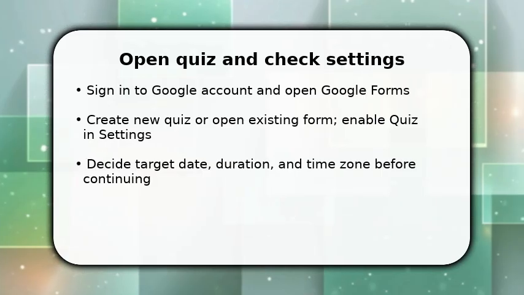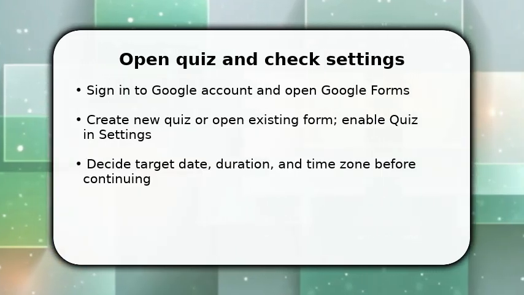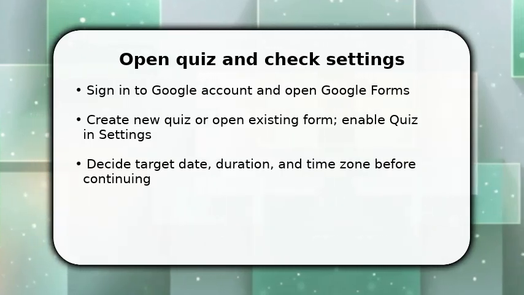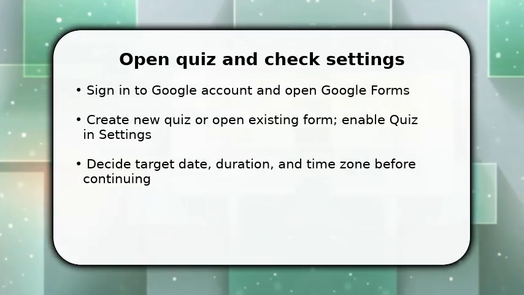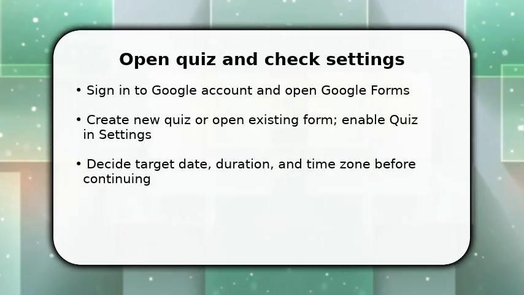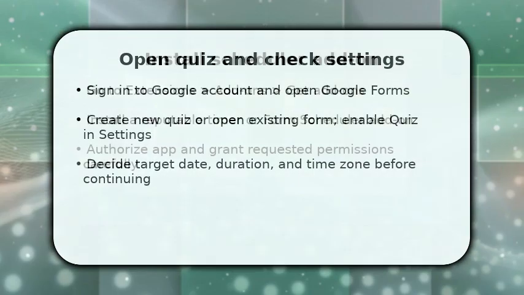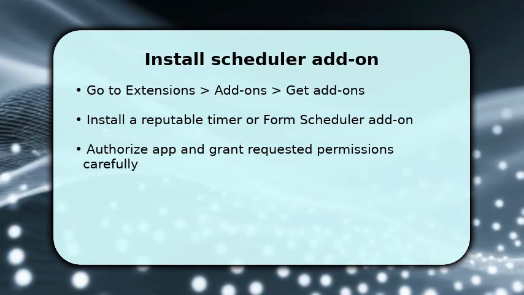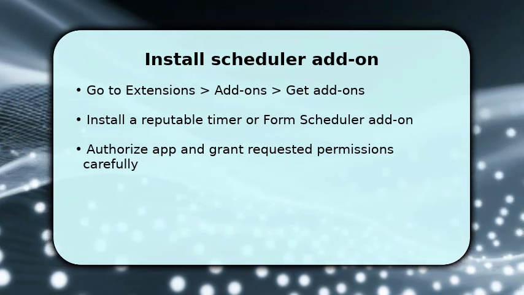Make sure to set the time zone in your Google account so scheduled times match students' clocks. Then save settings and switch to the questions view so you can attach timing controls using add-ons or linked calendar events. Next, install a scheduler add-on to control start and end times because native Google Forms lacks built-in timing per quiz.